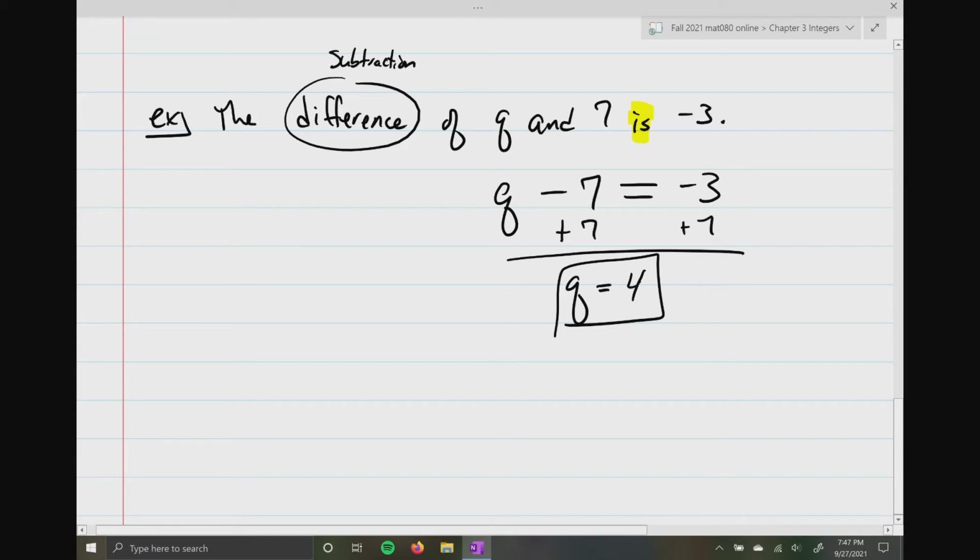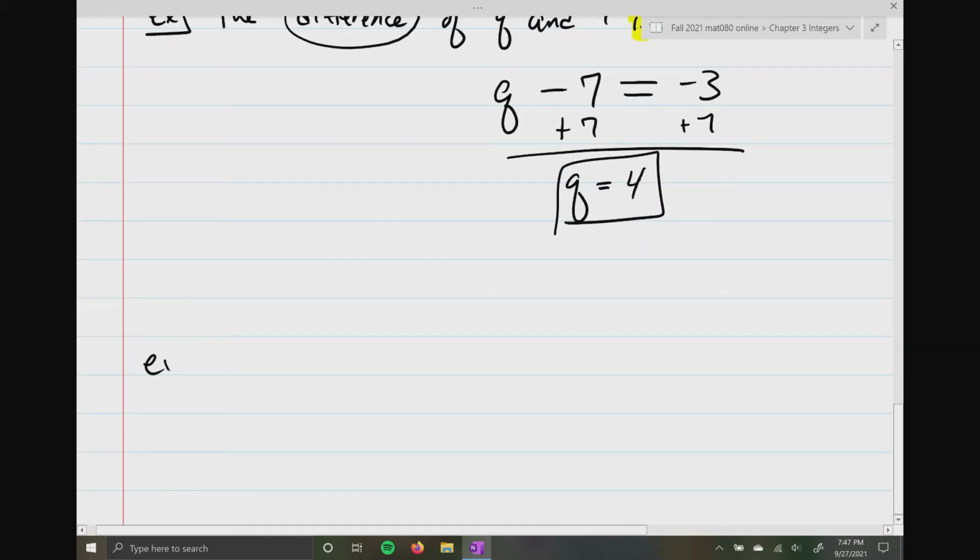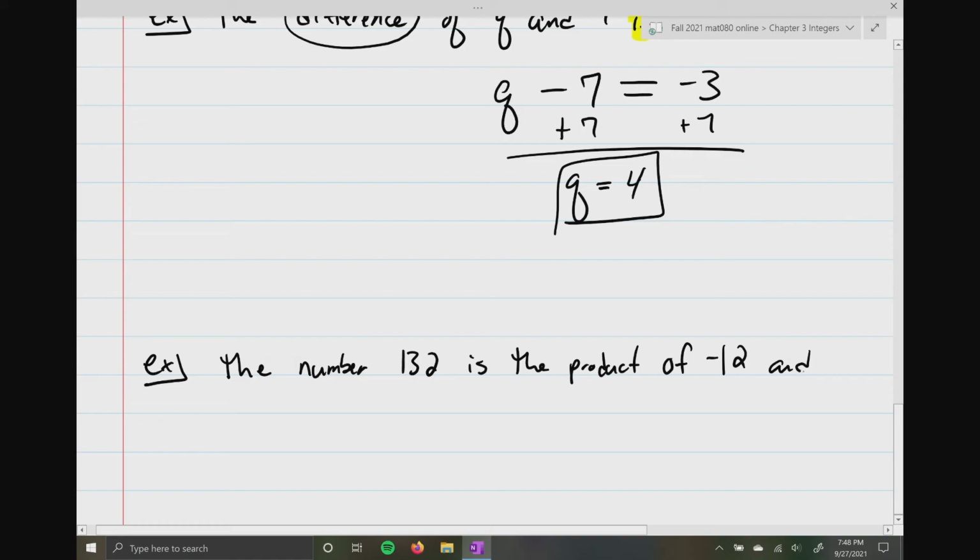Now let's go ahead and do one more. How about the number 132, or sorry, not 32, the number 132 is the product of negative 12 and z.